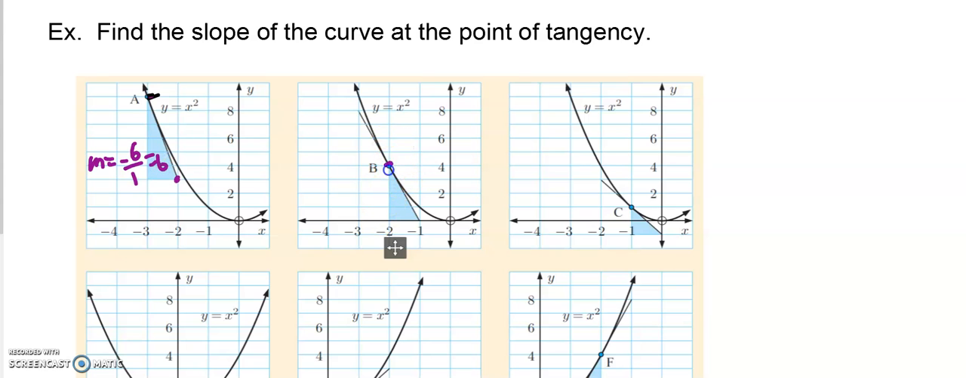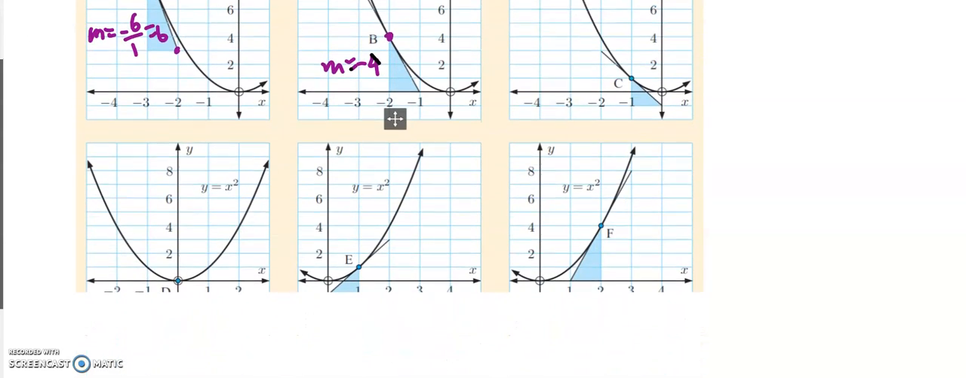For this one, at this point right here, the slope of this curve at this point of tangency would be the slope of this line. And if I wanted to count the slope of this line, I could go 1, 2, 3, 4 down and right 1, so the slope would be -4. And isn't it easy to find the slope of a line? Because we've been doing that since algebra, right?